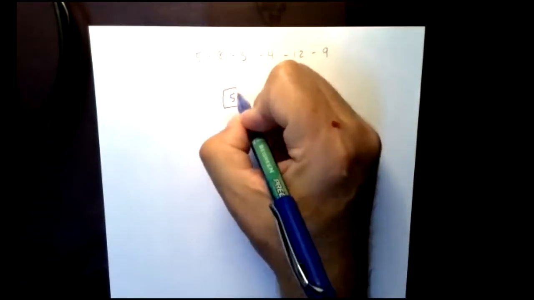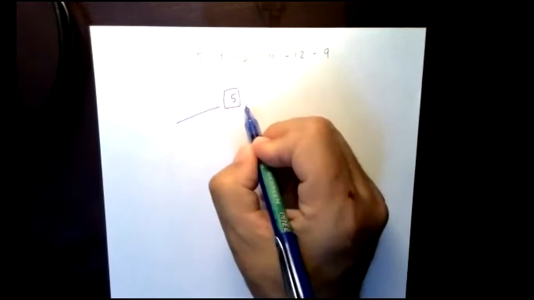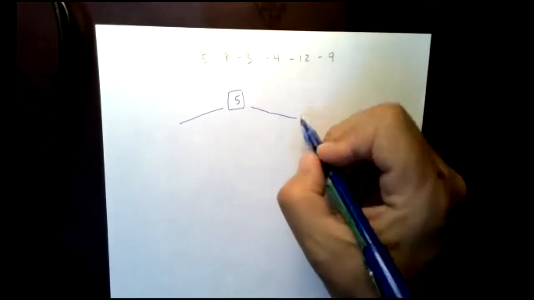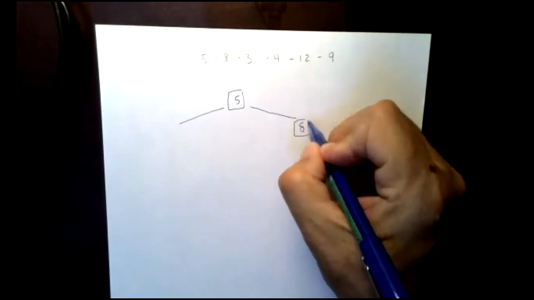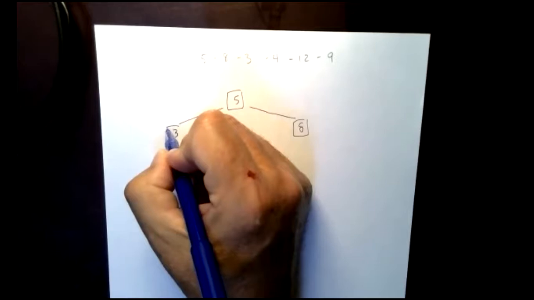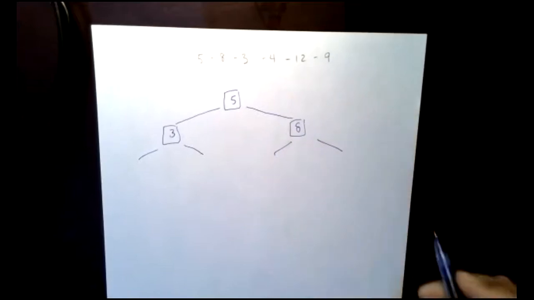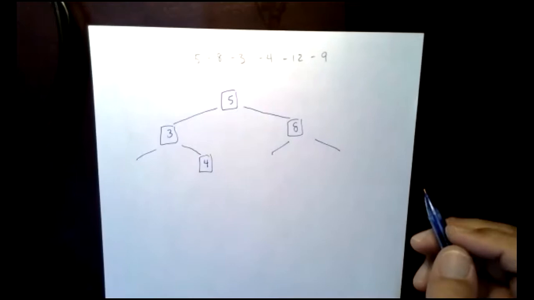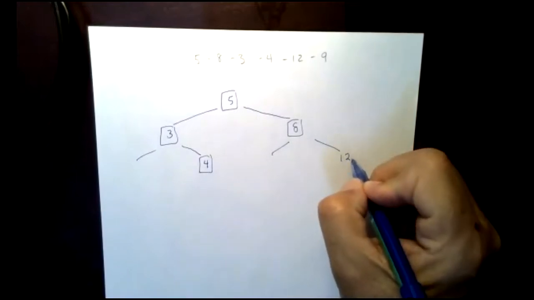I'm going to start with 5. My advice is if you're drawing these at home, make sure you go wide. I have an 8. Next up is 3. Coming out of here would be 2. Here goes 4. Here's a 12.